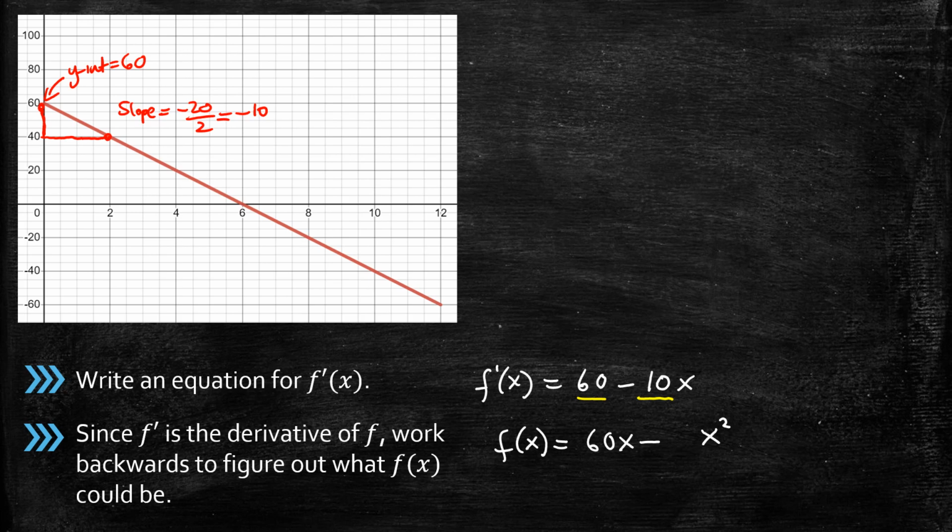But I'm trying to think of what number should go here, that when I take the derivative, so when I multiply the 2 down to there, I get negative 10.